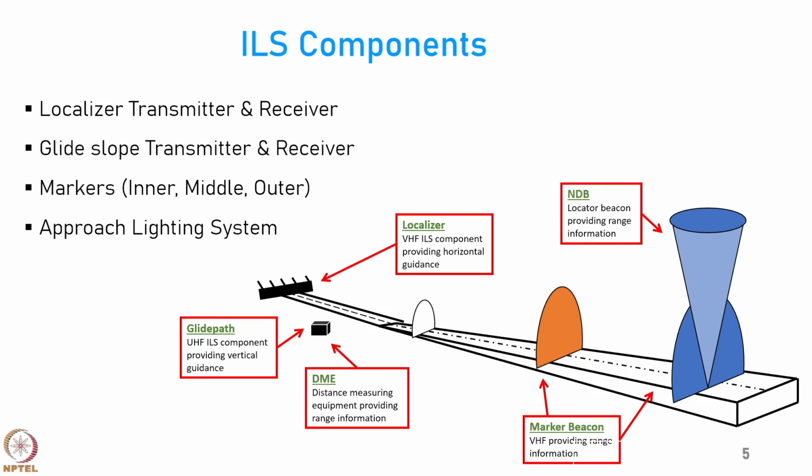The first and important aspect of an ILS system are the components, which are the localizer transmitter and receiver, mounted at one end of the runway, as you can see, the far end of the runway. Then you have the glide slope transmitter and receiver, which is mounted generally on one side of the runway. Then 3 markers co-located with a non-directional beacon, the outer marker, and you have the approach lighting system. All of these constitute the ILS system, and we will now look at all of these one by one.